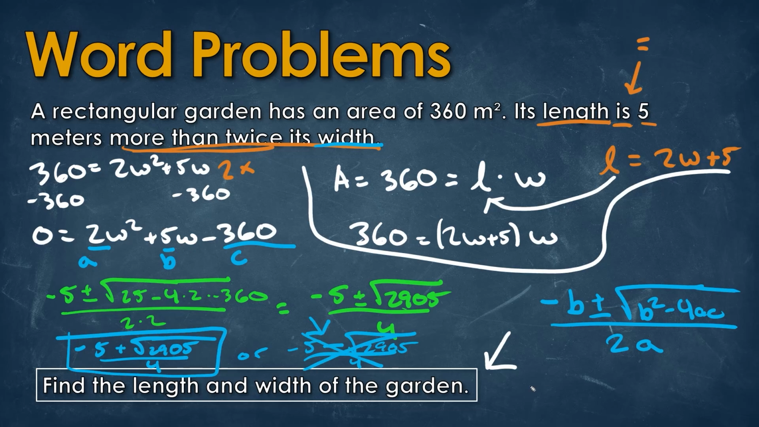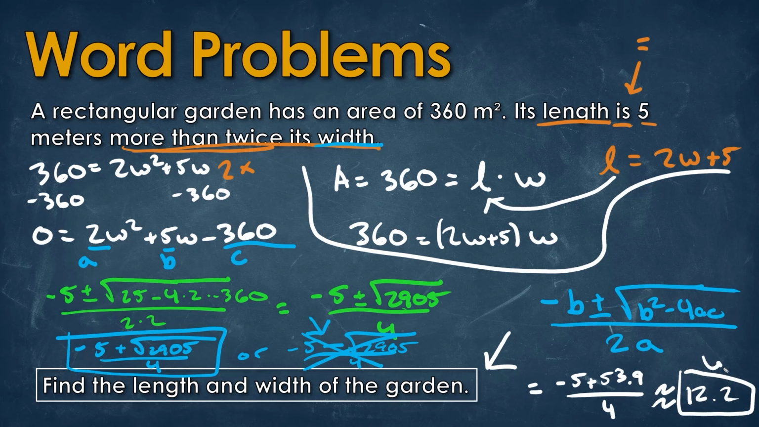And so the only answer would be this. If we use a calculator to solve this, we're going to get roughly negative 5 plus 53.9 all over 4, which would simplify to roughly 12.2. Now that is going to be the value for our width. Our value of our length is going to be by plugging this value in here for 12.2. So our length for this is going to be equal to 29.4, and those will be our 2 numbers.